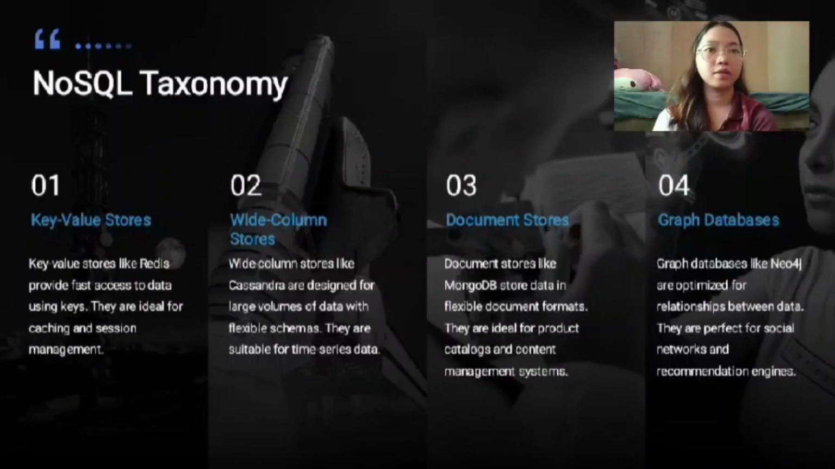Fourth, graph databases. Databases like Neo4j are optimized for relationships between data. They are perfect for social networks and recommendation engines.